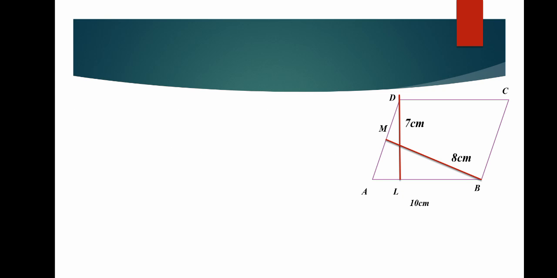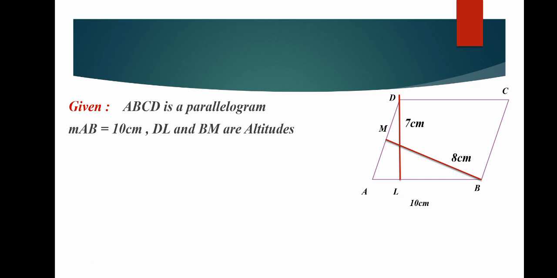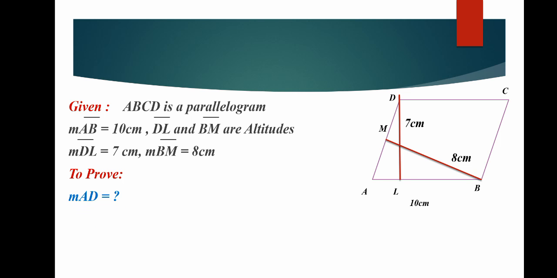First of all we will write the given statement. ABCD is a parallelogram. AB is equal to 10 cm. DL and BM are the altitudes of AB and AD. Then DL is equal to 7 cm, DL is the altitude of AB, and BM is equal to 8 cm, and BM is the altitude of AD. For proof, you have to find out the value of AD, so we will write measure AD is equal to question mark.